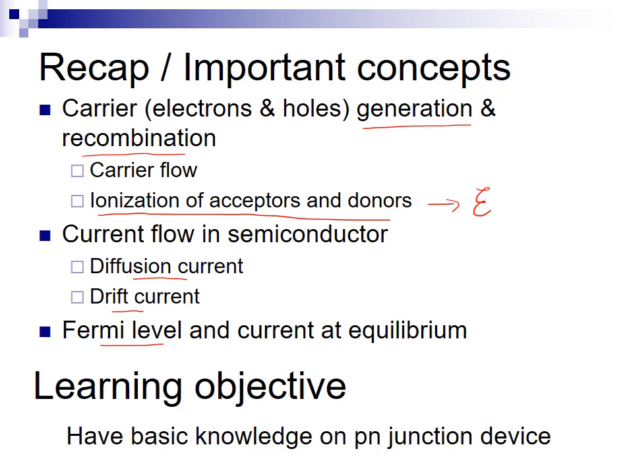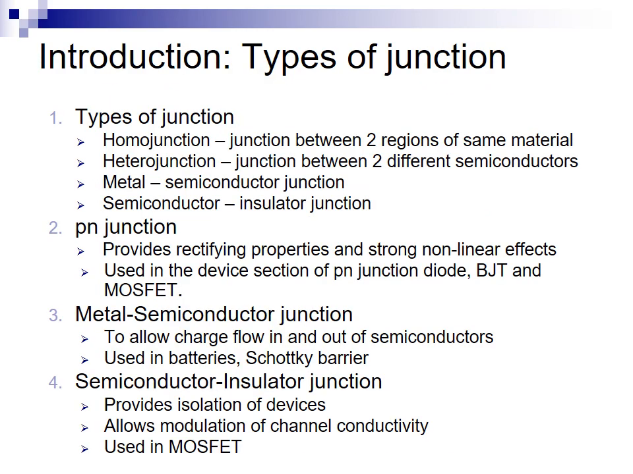The objective of this video is to introduce you to the most basic knowledge of the PN junction device. Let me introduce the general types of junction that we have in our devices. A junction in devices means the interface between two regions. For homojunctions, the regions are made of the same material but having different types of doping. A heterojunction is the junction between two different types of semiconductor material. We also may have metal-semiconductor junctions and semiconductor-insulator junctions. The applications of the junctions are different depending on their types, and some common examples are as written here.